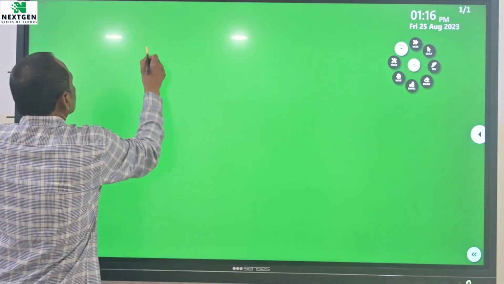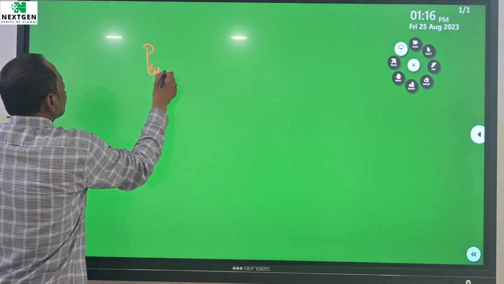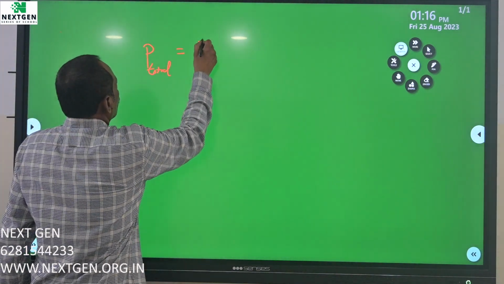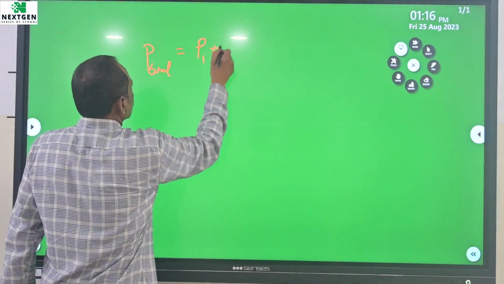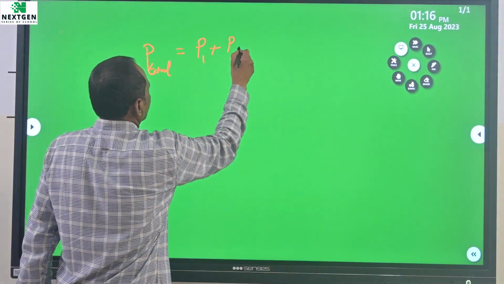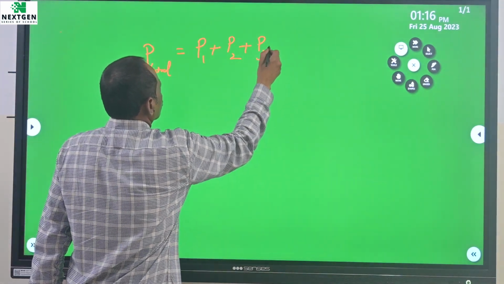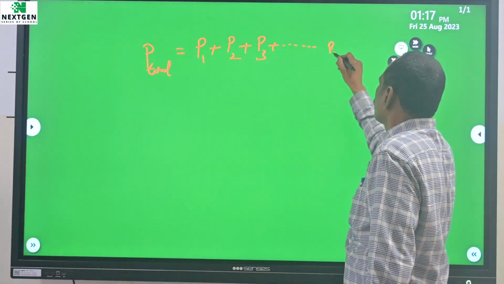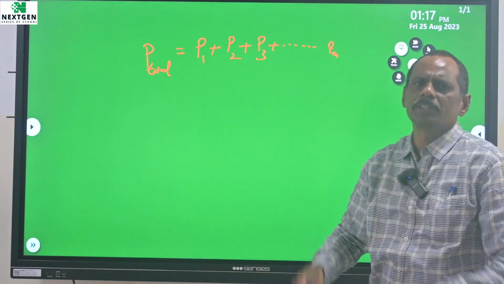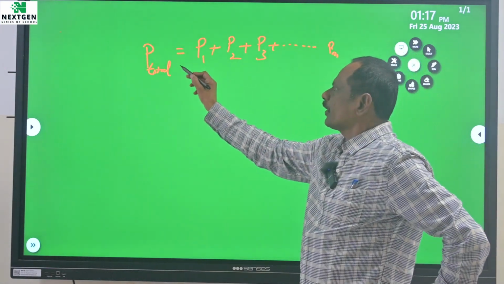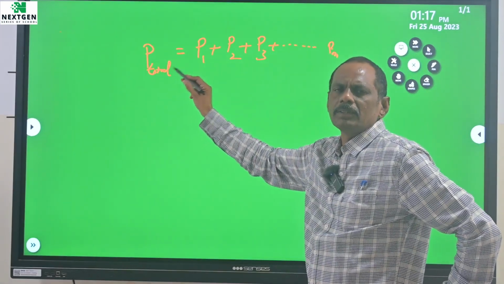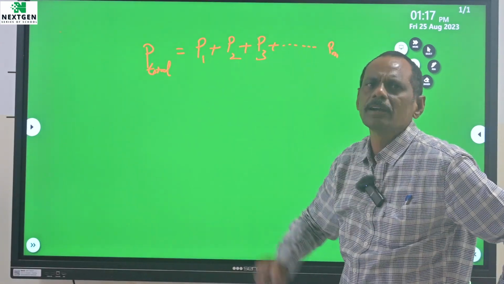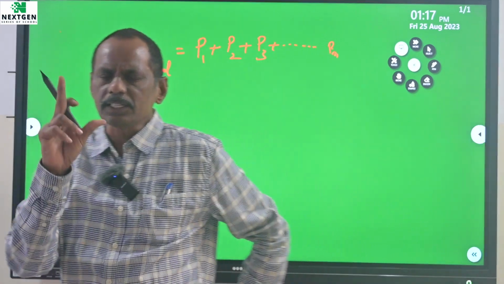So, the total pressure of a gas mixture is equal to the partial pressure of the first gas plus the partial pressure of the second gas plus the partial pressure of the third gas, and so on, for the number of gases present in that mixture. So the total pressure of the gas is equal to the sum of the partial pressures of all the gases present in the mixture. That is formula 1.